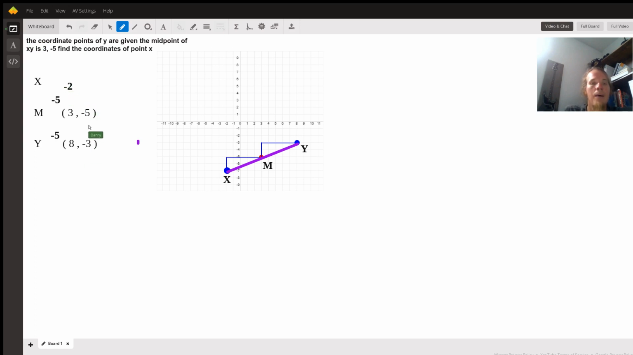If I try with my y values, from -3 to -5, I am subtracting 2. So once again, from my midpoint, I'm going to do the exact same trip. I'm going to subtract 2, and that's going to place me at -7. -5 minus 2 is -7. And so the coordinates for X are (-2, -7). I hope that helps.